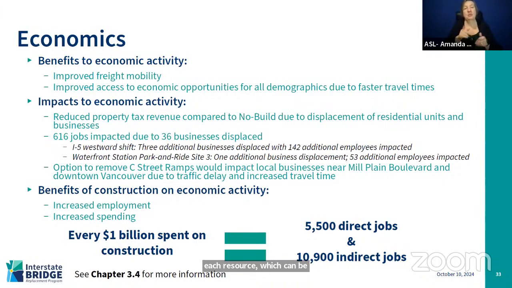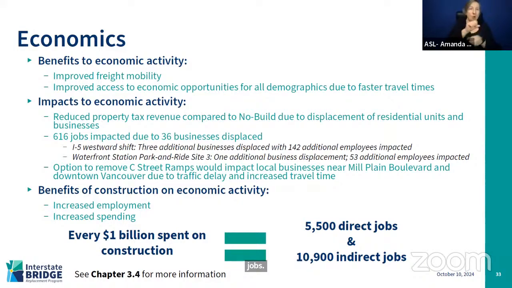The modified LPA is expected to impact and benefit the economy in several ways. Benefits include improved freight mobility and faster travel times, which improves economic opportunities for everyone. However, impacts include a reduction in property tax revenue due to displacement of residential units and businesses. Additionally, the displacement of 36 businesses would impact approximately 616 jobs, and these numbers could increase depending on the design option. However, it is anticipated that project construction would result in additional economic benefits, such as an increase in employment and spending within the area.